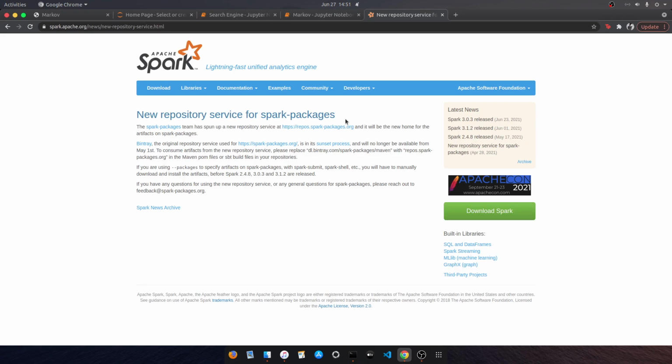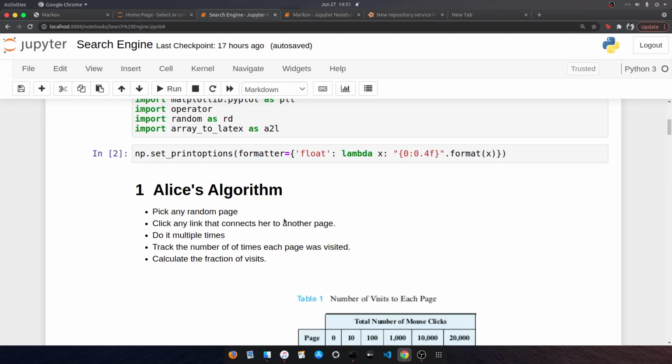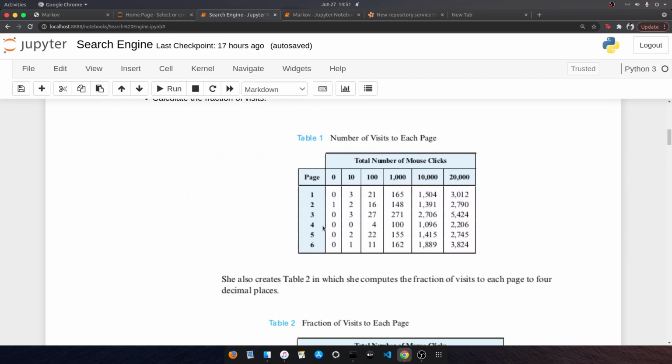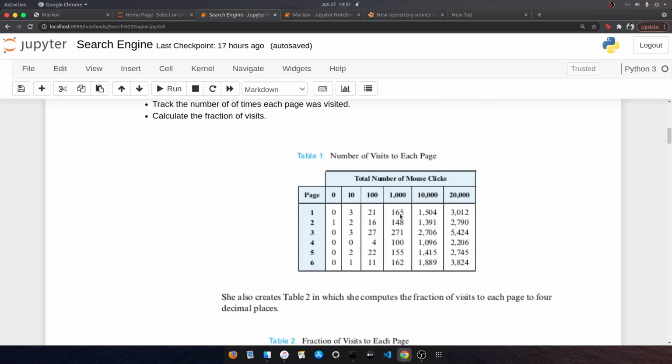So the assumption here is that we are not able to, for example, go to any link, let's say Facebook. That part is not factored in this algorithm. So here, the book recorded the number of visits to each page and the fraction of visits to each page. Here, we are assuming that at time point 0, we are 100% certain that she is at page number 2.